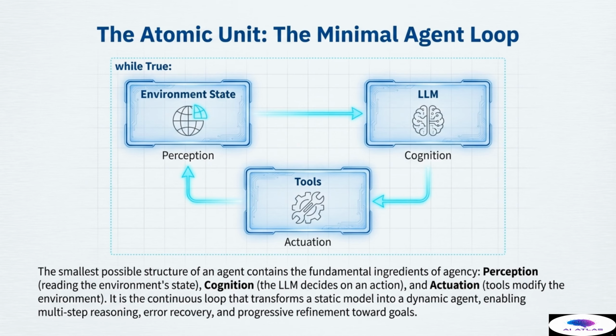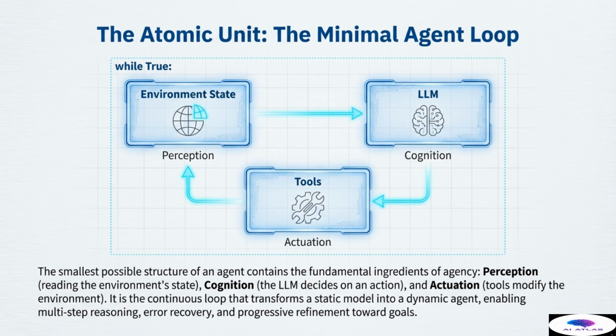First, we have perception. This is the agent reading the environment state. What data is currently available? What has changed? Second, we move to cognition. This is the brain where the LLM resides, deciding on the next logical action based on what it has perceived and the overall goal. And third, we have actuation. This involves the agent using tools to modify the environment, be it running a piece of code, searching the internet, or interacting with a database.